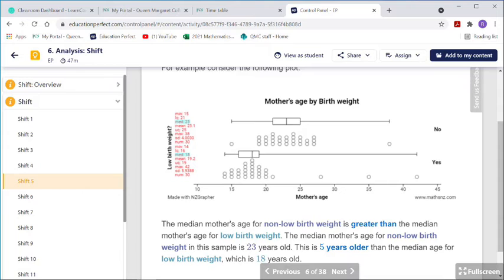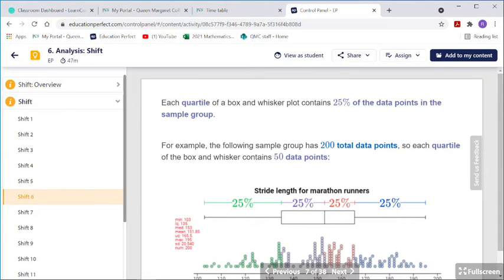So the median mother's age, because they were doing age here, I'm sorry, mother's age by birth weight. So these are the birth weights, and these are measuring the ages. I had it backwards because we were looking at the other way the other day, so it doesn't matter. But you have to talk about it in context.